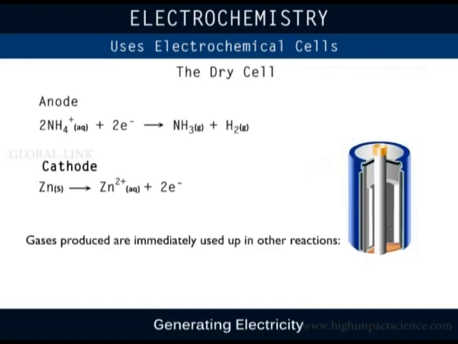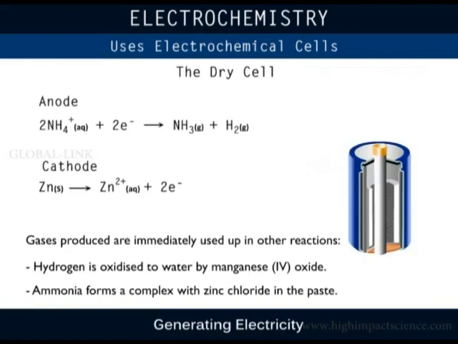The gases produced do not escape, but are immediately used up in other reactions. The hydrogen is oxidized to water by manganese 4 oxide. Ammonia forms a complex with the zinc chloride in the paste. A simple dry cell can produce a potential of 1.5 volts.